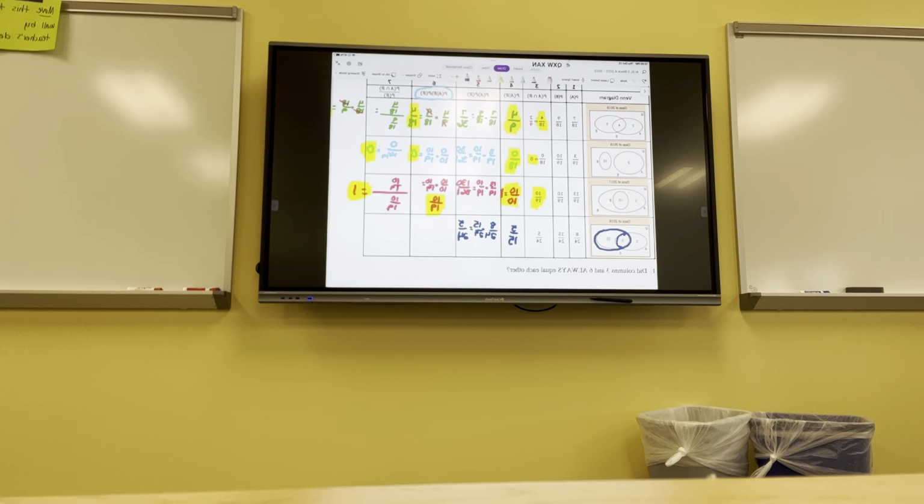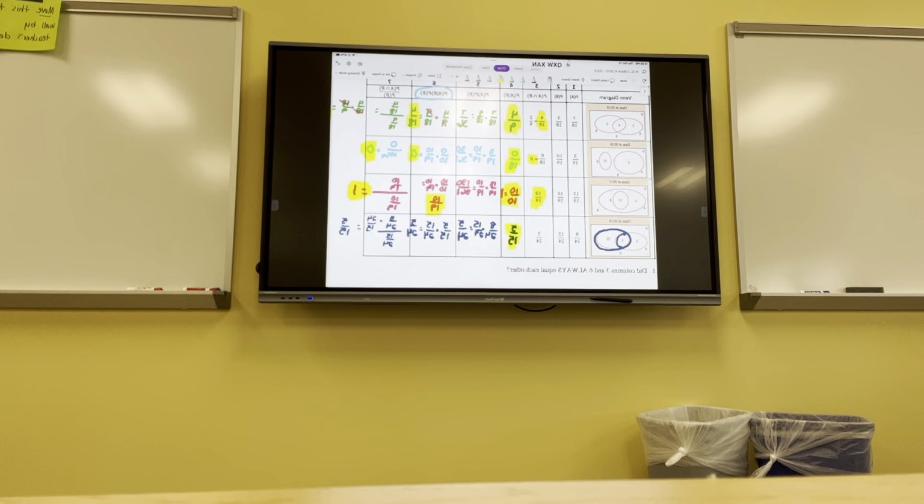And then A given B from column 4 is 5 out of 15 times the probability of B, 15 out of 24, which is also 5 out of 24. Then our last one, the intersect, which is 5 out of 24 divided by the probability of B, which is 15 out of 24. Multiply by the reciprocal, and you end up with 5 out of 15.